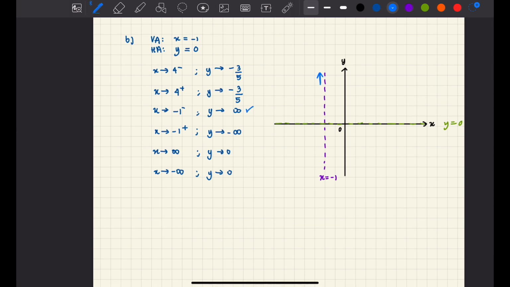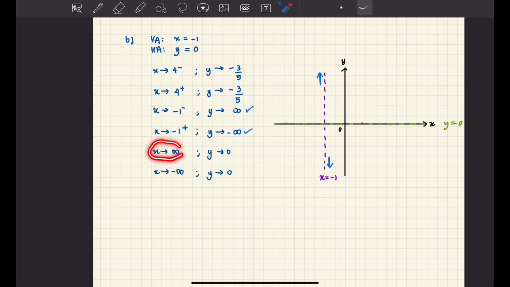Right, and then next, x approaching negative 1 from the right. Negative 1 from the right means right here, on the right side of the purple line. So y is approaching negative infinity. Negative infinity means dia ke bawah. So arrow kita turun ke bawah macam ni. Okay, settle.